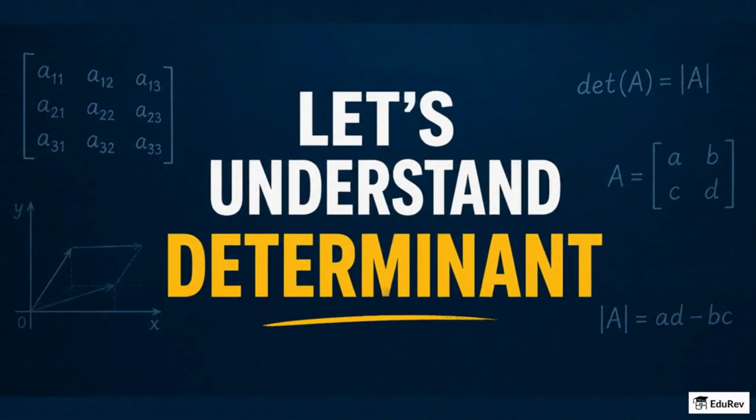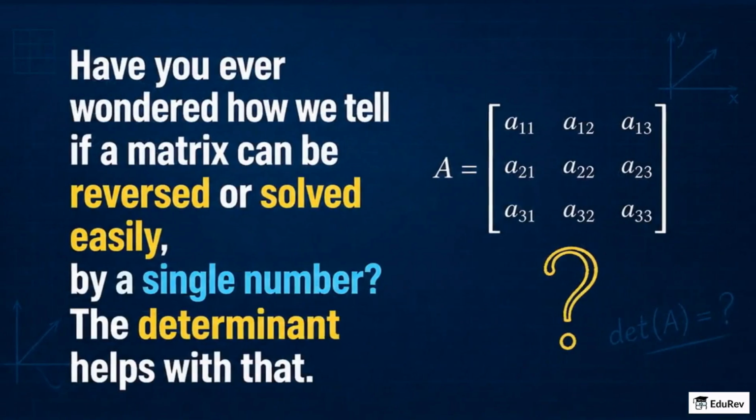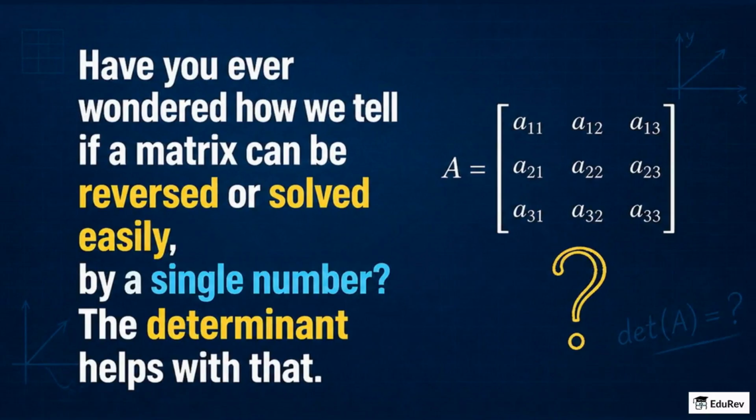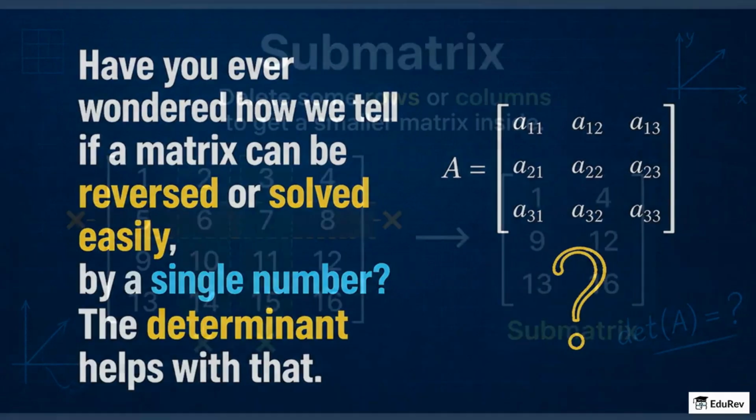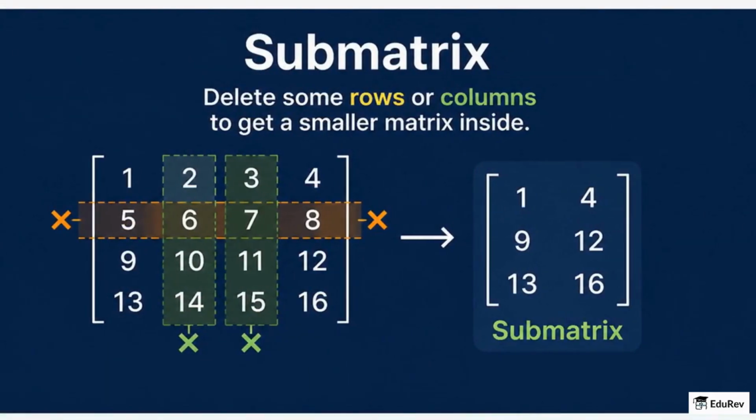Let's understand determinant in this video. Have you ever wondered how we tell if a matrix can be reversed or solved easily? By a single number, the determinant helps with that. A submatrix is what you get when you delete some rows or some columns from a matrix. It is just a smaller matrix inside the big one.